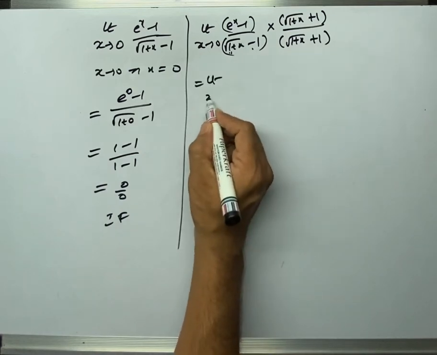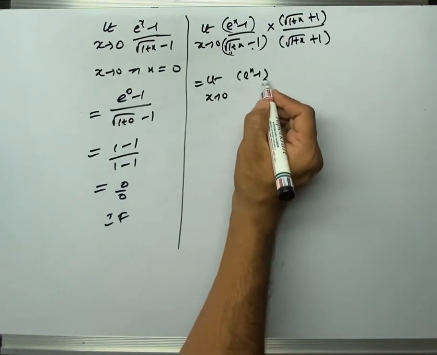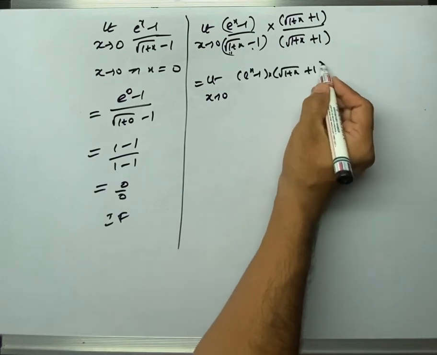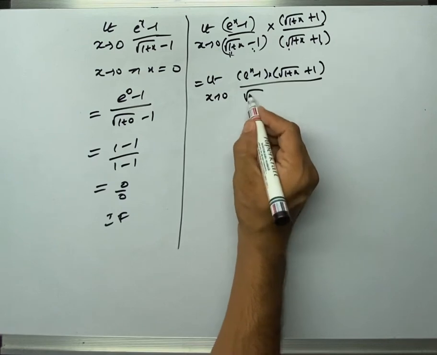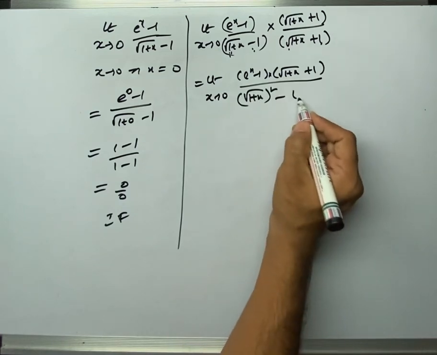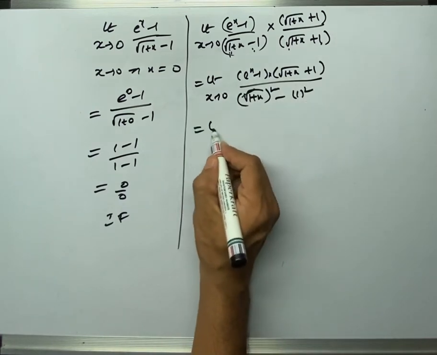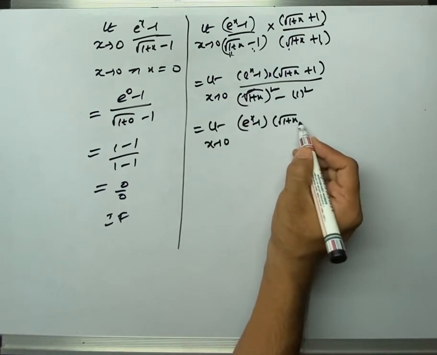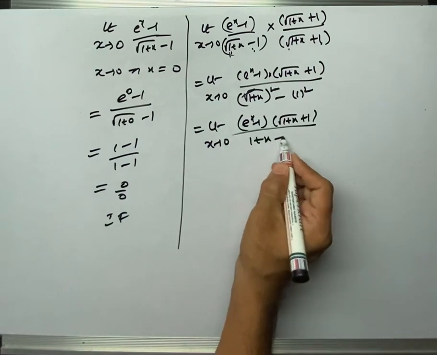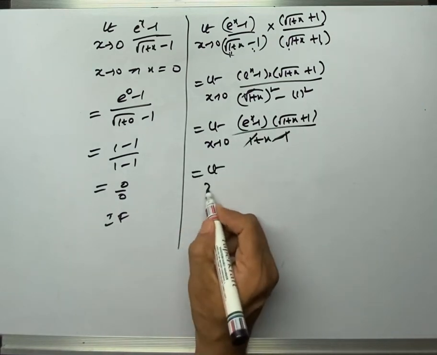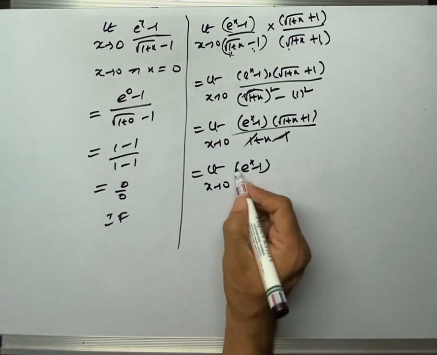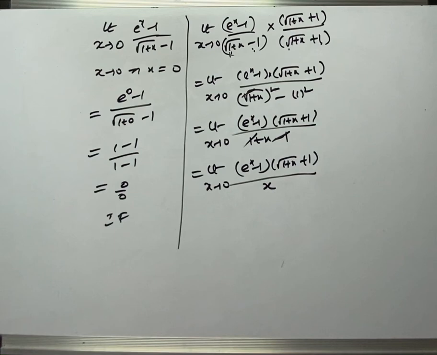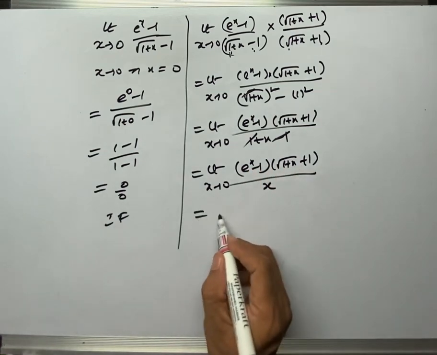9th class topic, 9th class chapter 1 we can say. Limit x tends to 0, multiplying by root 1 plus x plus 1 divided by root 1 plus x plus 1, a minus b into a plus b is a square minus b square. Root and square cancelled. Limit x tends to 0, e power x minus 1 into root 1 plus x plus 1 by 1 plus x minus 1. These two cancelled. Limit x tends to 0, e power x minus 1 into root 1 plus x plus 1 by x.